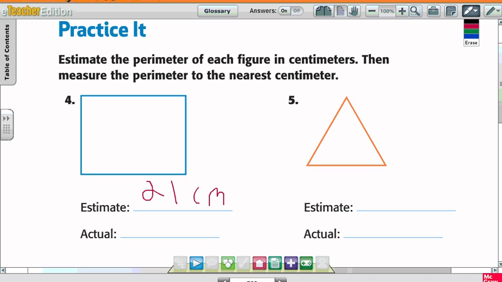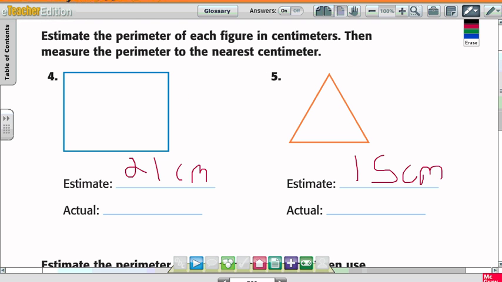And then I'll go ahead and estimate number 5 as well. I would say 15 centimeters maybe. Then it says measure the perimeter to the nearest centimeter. When I actually did the measurement, I had 3 centimeters here, 3 centimeters here, 4 centimeters at the top and 4 centimeters at the bottom. I added all those together, I got 14 centimeters.